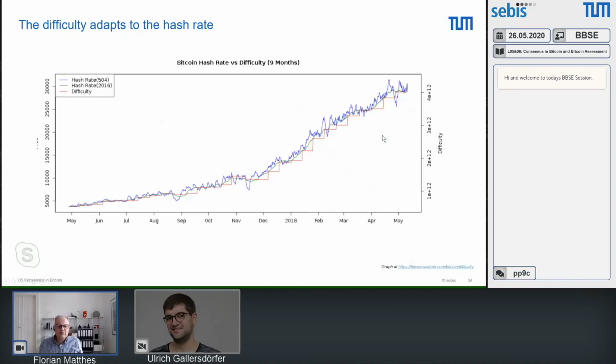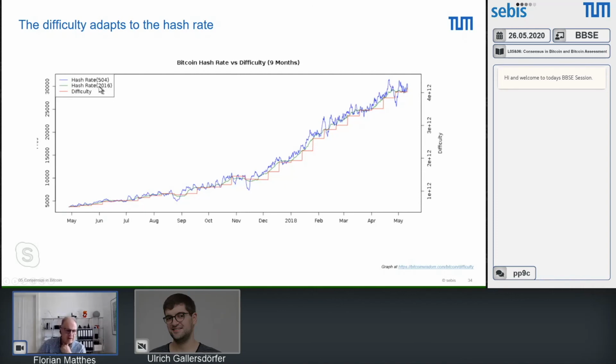Maybe I mentioned this last week. The network observes how long it takes to find the next block. If the hash rate goes up, the time until the next block is mined goes down. And once the network realizes that blocks are found very rapidly over and over, the difficulty is automatically increased. Here you see that the hash rate went up, and then these steps in the difficulty. That's the hash rate in the last 504 blocks, and that's the hash rate in the last 2016 blocks.